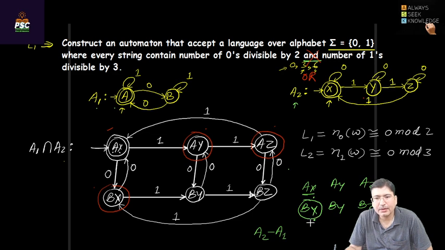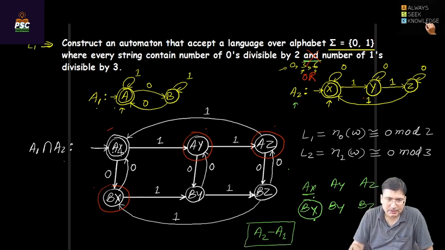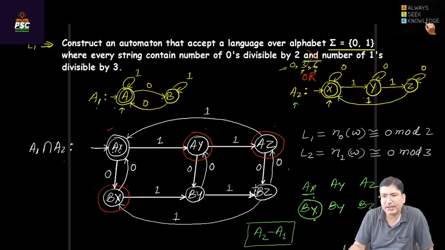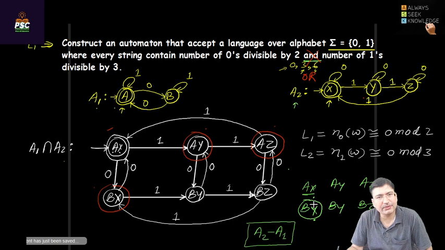So BX will be the final state in case you are performing the operation A2 minus A1. The transitions will be the same, which we have already drawn, so I'm not drawing it again. You just need to update the final states and you will get the difference of two automatas.